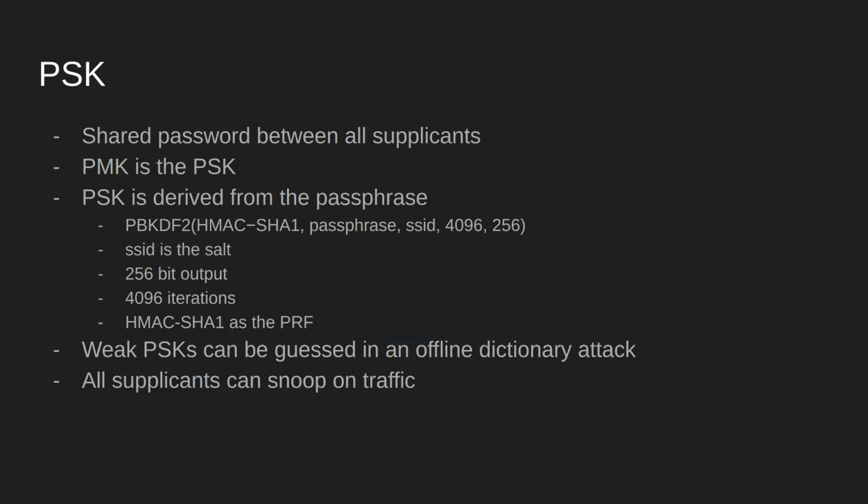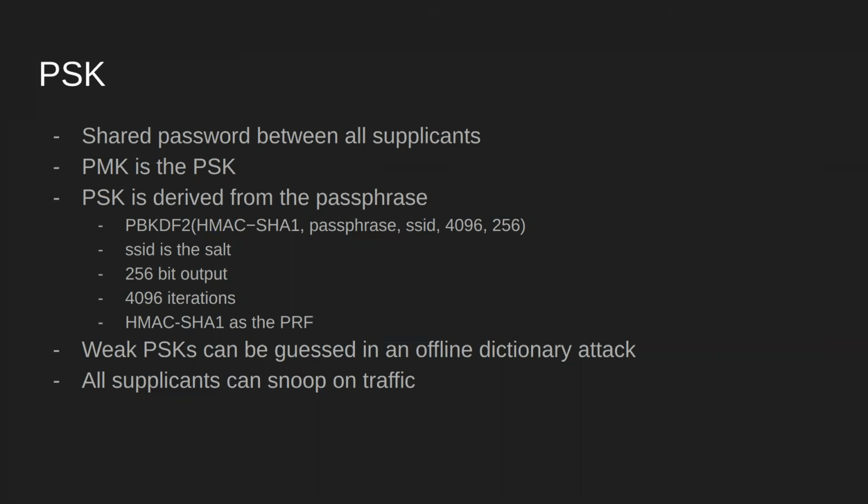It does 4096 iterations. That's part of the spec. That means it probably does HMAC about 4,000 times, and it uses HMAC with SHA-1 as the PRF, the pseudorandom function used in the key derivation function. Oh, and also it outputs 256 bits because the PSK is 256 bits. And then the PSK is the PMK in PSK mode. And so that's used as the input for the four-way handshake.